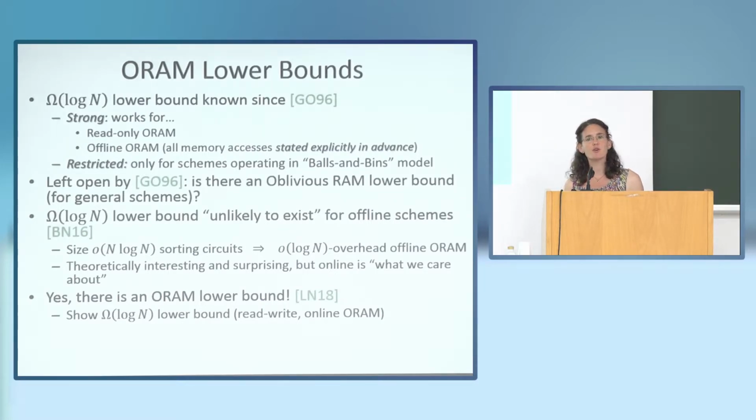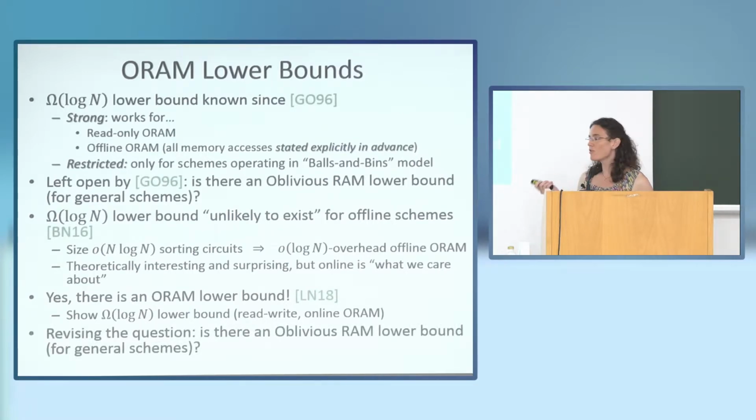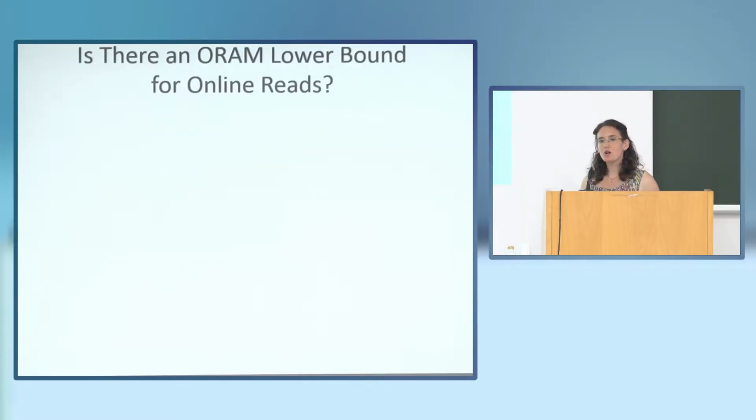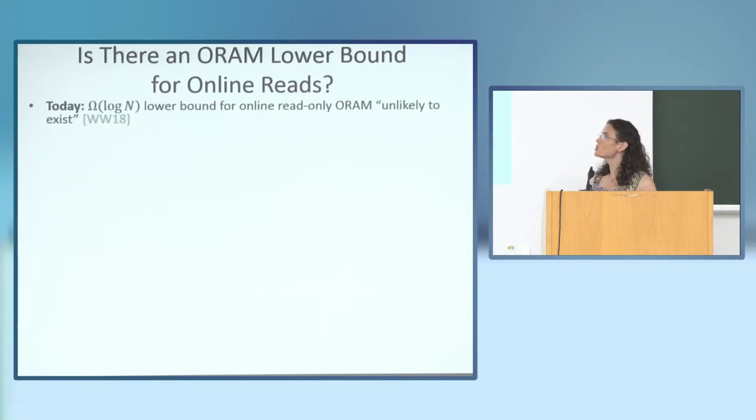But what happens if you're only interested in a static database that you read from? There are many applications where this is what we care about. Maybe we can get something which is little o of log n overhead. And this is what this work is about. We're revisiting the question and asking, is there an oblivious RAM lower bound for online reads for general schemes, not restricted to balls and bins? So what we show is a lower bound to a lower bound. We show that such a lower bound is unlikely to exist if we're talking about read-only, online ORAM schemes.